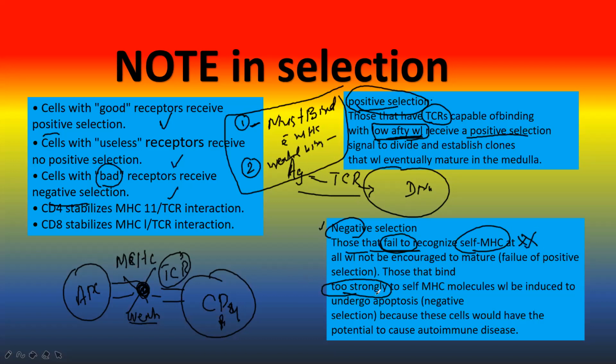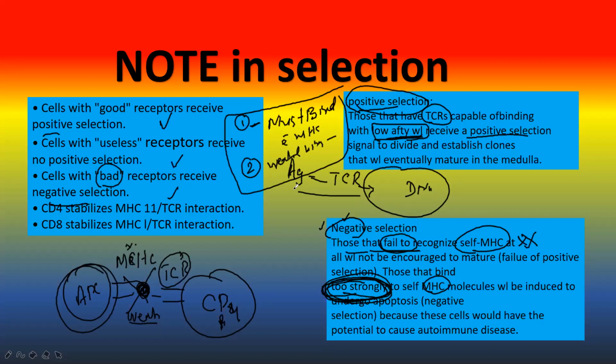Another thing: if the binding is too strong, they attach with MHC protein and induce apoptosis of this cell. Too strong binding is also very important. So these two properties: if the T cell receptor does not bind with MHC protein, that cell must be negatively selected. Very strong binding with MHC protein is also not a good thing.